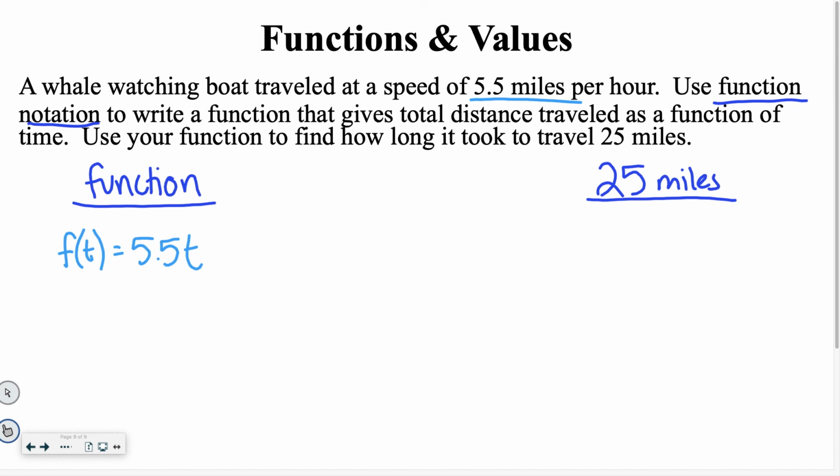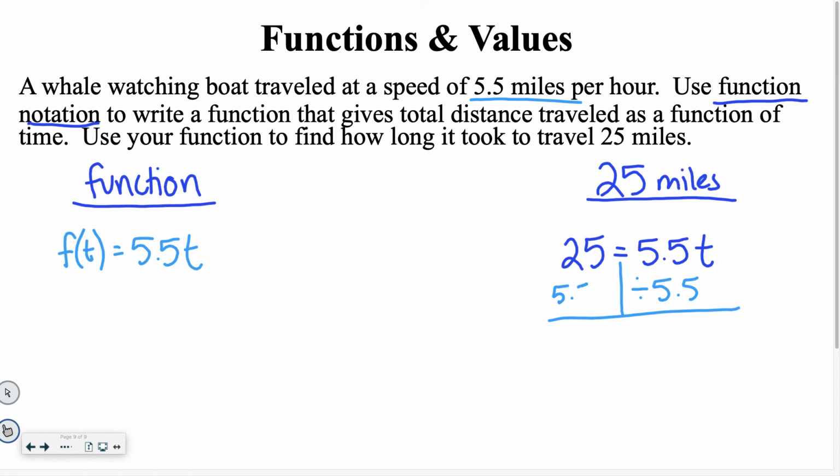And now to figure out how long it took to travel 25 miles, I'm going to plug 25 in and then solve for the time. So 25 equals 5.5t. I'm going to divide both sides by 5.5. So when I do 25 divided by 5.5, I'm left with 4.55 hours.